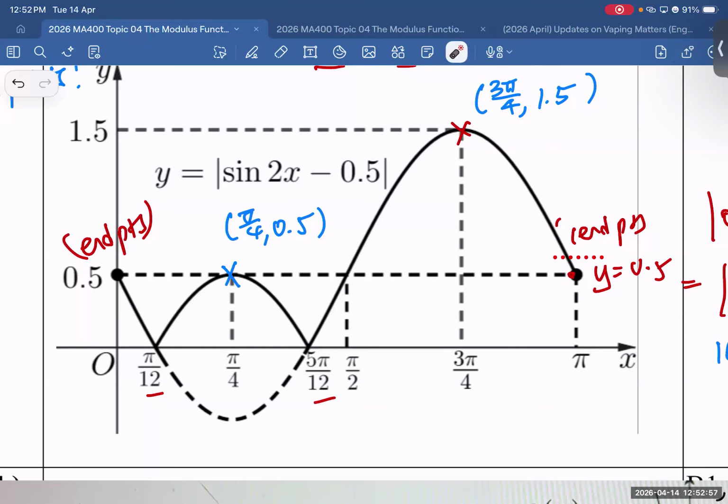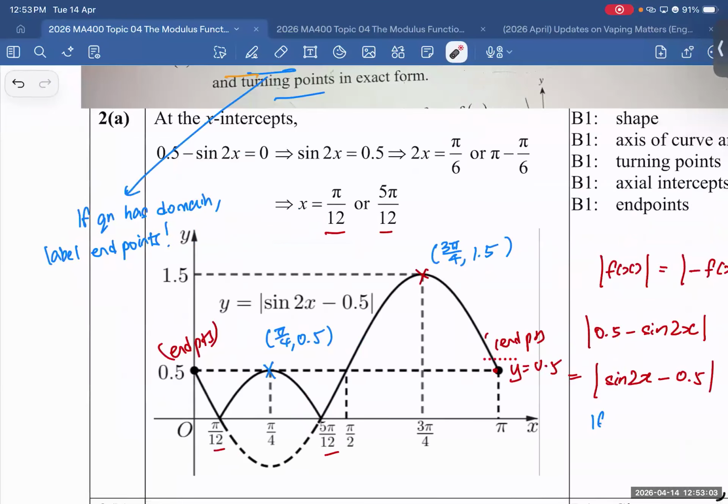Why is it pi over 12? Because you equate this to 0. So how do I get pi over 12? I equate this to 0, 0.5, x equals pi over 6 or pi over 6. Okay?